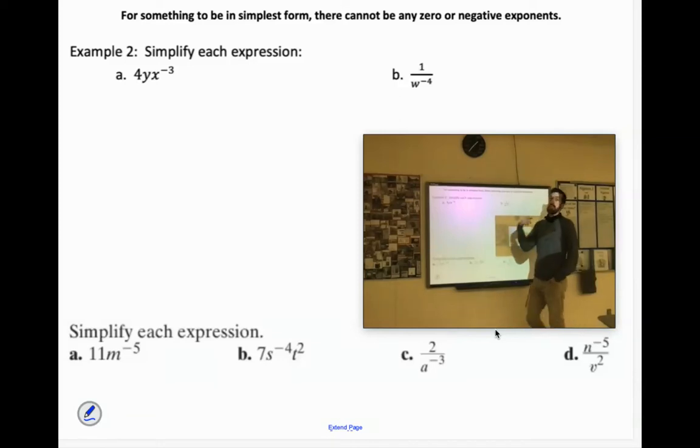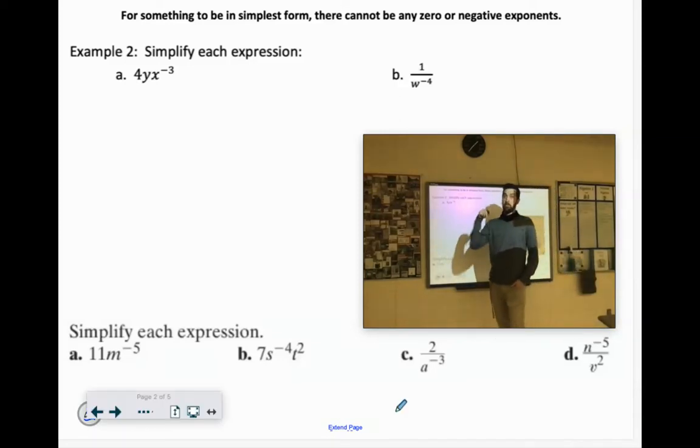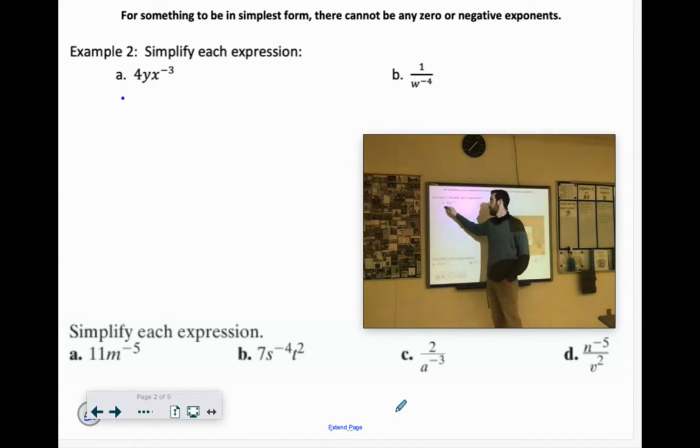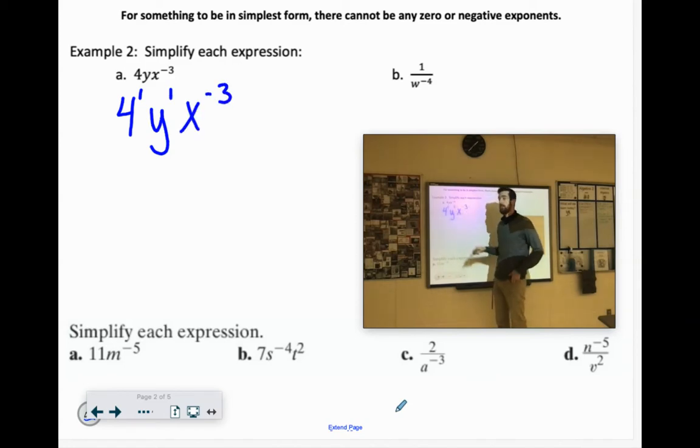As we said, negative exponents are the problem. Now here we have many things, and each one has its own exponent. So 4yx to the negative third is really 4 to the first, y to the first, x to the negative third. Here's the easiest way you can play this game. Do I keep it or do I move it? If it's a positive exponent, you keep it. If it's a negative exponent, you move it.